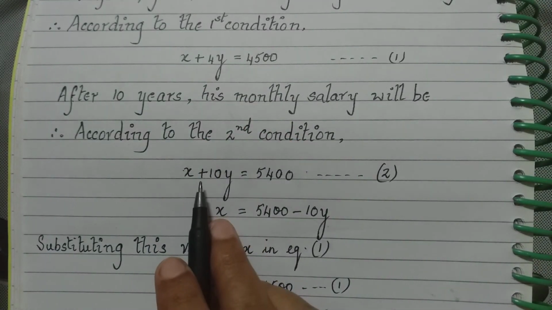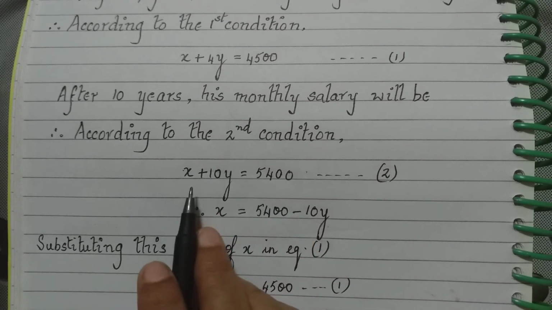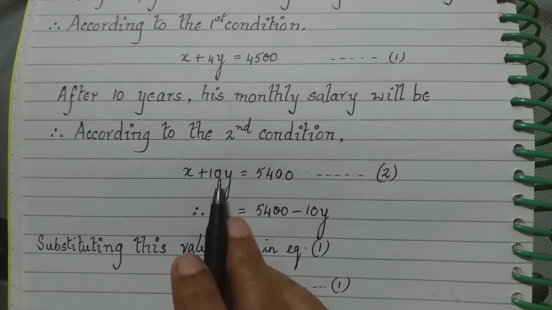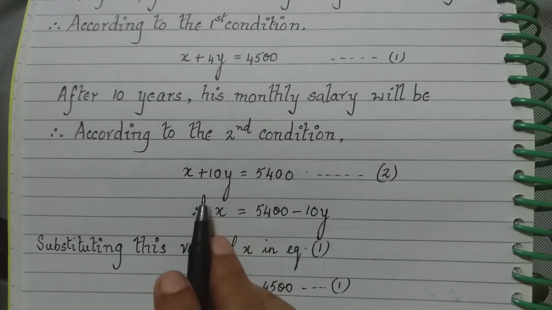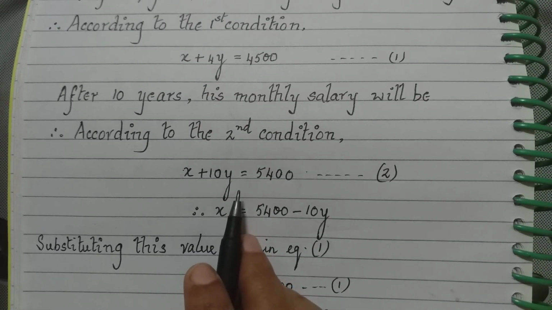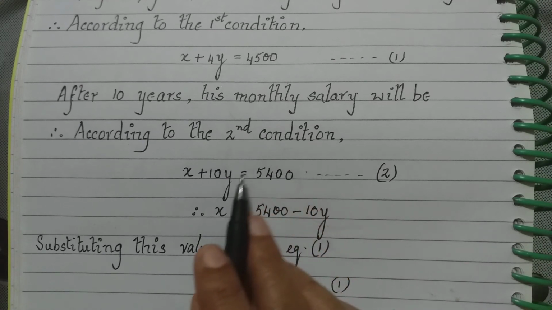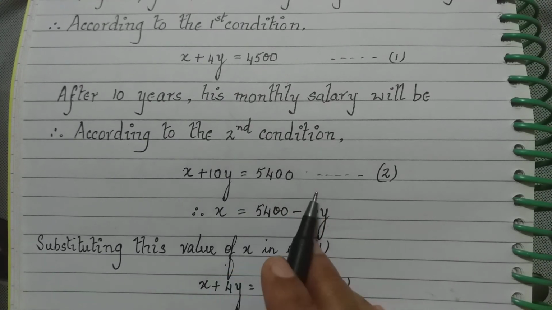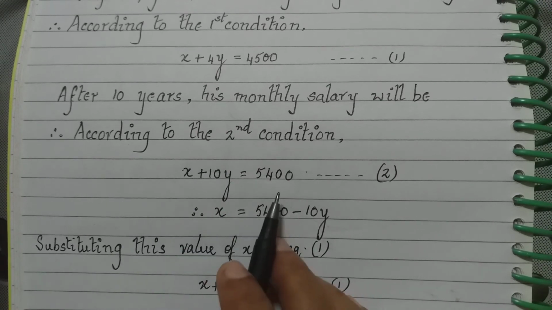Going to the second equation, X plus 10Y is 5,400. We said X is 3,900, so X is 3,900 plus 10 into Y. Y is 150. 10 into 150 is 1,500. 3,900 plus 1,500 will become 5,400. So left hand side equal to right hand side. Therefore the value of X and Y, whatever we have got, is right.